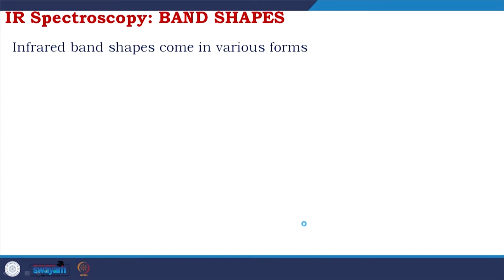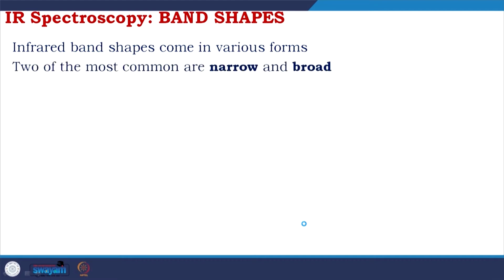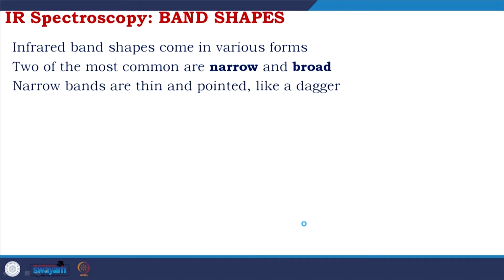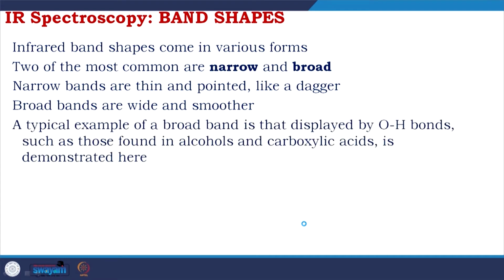Infrared band shapes come in various forms. Two of the most common are narrow and broad. Narrow bands are thin and pointed like a dagger, we will see them later. Broad bands are wide and smoother. A typical example of a broad band is displayed by hydroxyl bonds such as those found in alcohol and carboxylic acid. See here, it is the hydroxyl group.